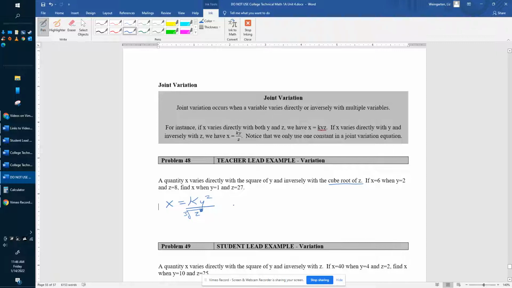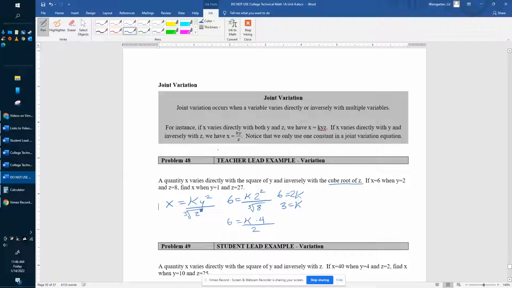So make sure you are looking for the word root if you see cube. All right, so let's find k. We're going to plug our values in. So 6 equals k times y squared over the cube root of z. 6 equals k times 4 over 2. 6 equals 2k. 3 equals k.